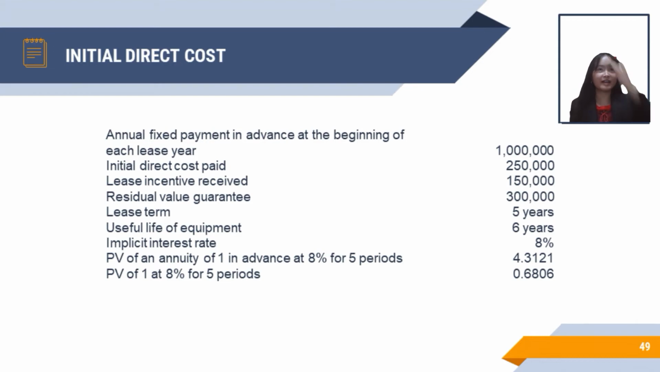Annual fixed payment in advance at the beginning of each lease year for 1 million pesos, initial direct cost paid 250,000 pesos, lease incentive received 150,000, residual value guarantee 300,000, lease term 5 years, useful life of equipment 6 years, implicit interest rate 8%, present value of an annuity of 1 in advance at 8% for 5 years, 4.3121 and present value of 1 at 8% for 5 years, which is 0.6806.